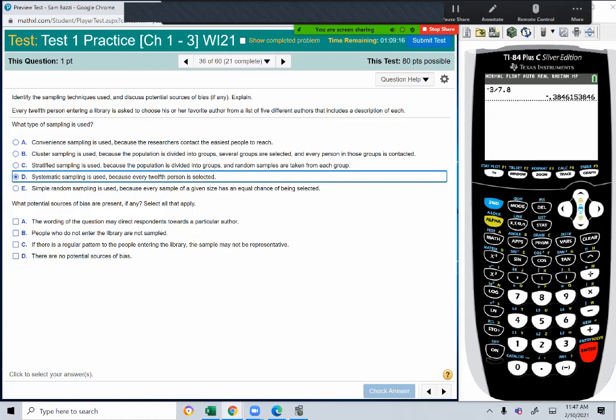There's no potential source of bias. You don't think there is a bias here? Yes, because they're given a list, so they can only choose from that list. I think it's B, people who don't enter the library are not sampled. People who don't, okay.